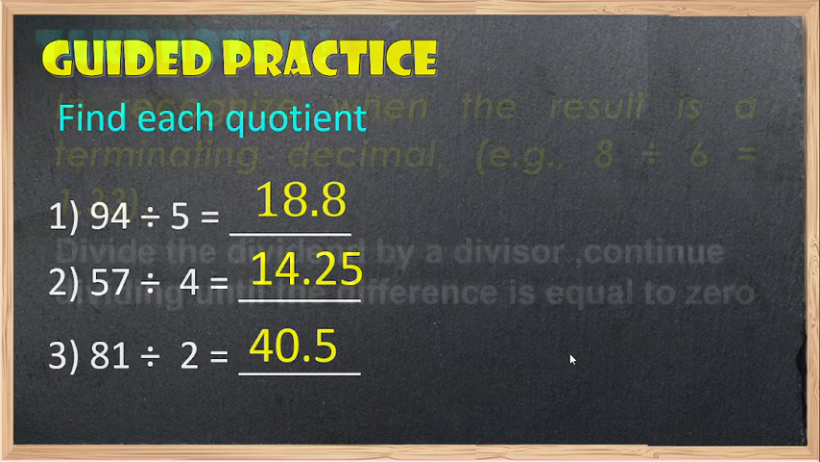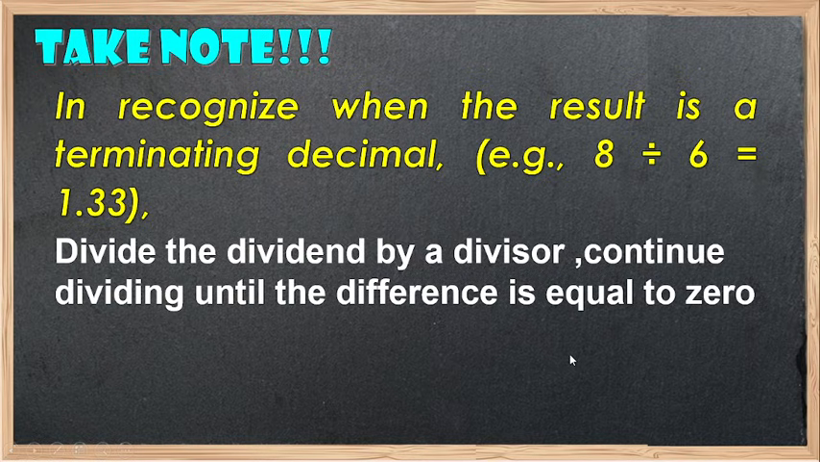Okay, that's it. So take note in recognizing when the result is a terminating decimal. All you need to do is to divide the dividend by the divisor and continue until you get the difference of 0. Again, the terminating decimal has a limit. So 1 and 33 hundredths would be a terminating decimal. That would be an example.